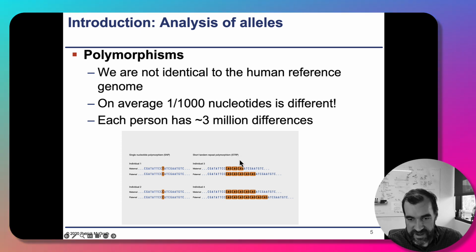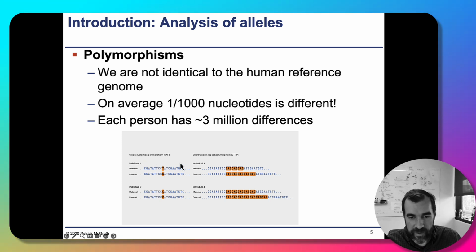But there are also things like short tandem repeat polymorphisms, so CAG, CAG, CAG, and due to genetic slippage during DNA replication, you can actually increase or decrease the number of these repeats. So this is a different type of polymorphism. There are other ones as well, such as insertion deletion polymorphisms and also larger rearrangements of DNA. The large majority of differences fall within the single nucleotide polymorphism type.